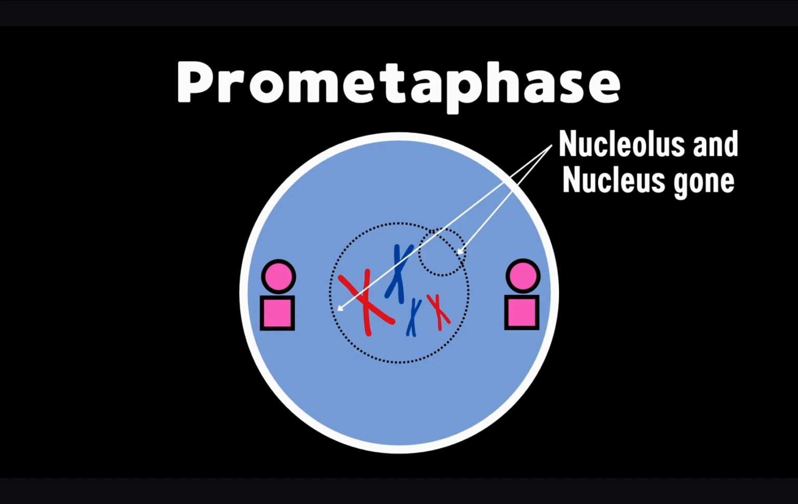Alright, so now we've got all the chromosomes condensed, meaning they can no longer be used. So by the next phase, prometaphase, the nucleus and the nucleolus are completely gone. They are not visible anymore. They're not in the picture.